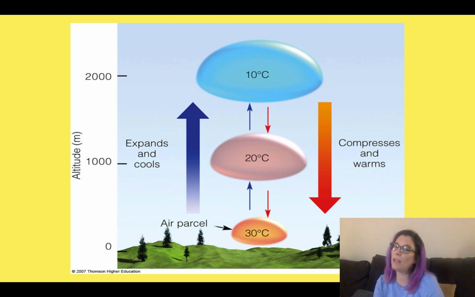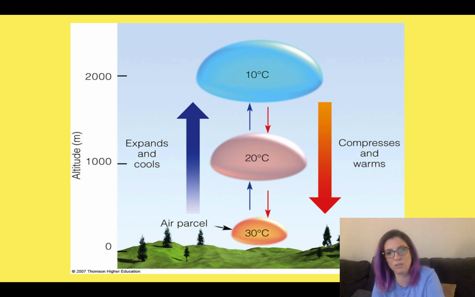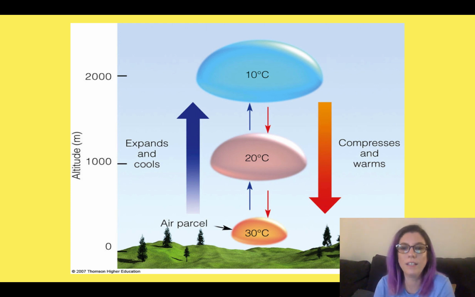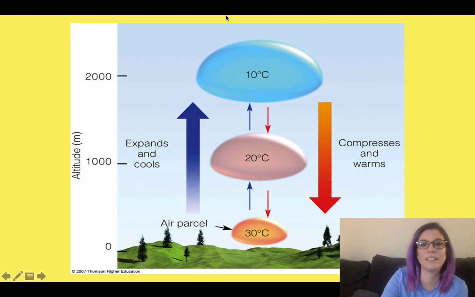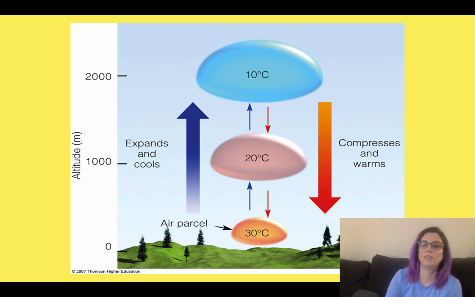Now you can play the same game if it's moving down. Say it's in an environment where it's colder than the outside temperature. If it's colder than the outside temperature, then it's going to want to sink. And if it's sinking, at the same time it's going to be compressing and warming. You can see 10 degrees, then 20 degrees, and up to 30 degrees as it goes down. Pretty cool.